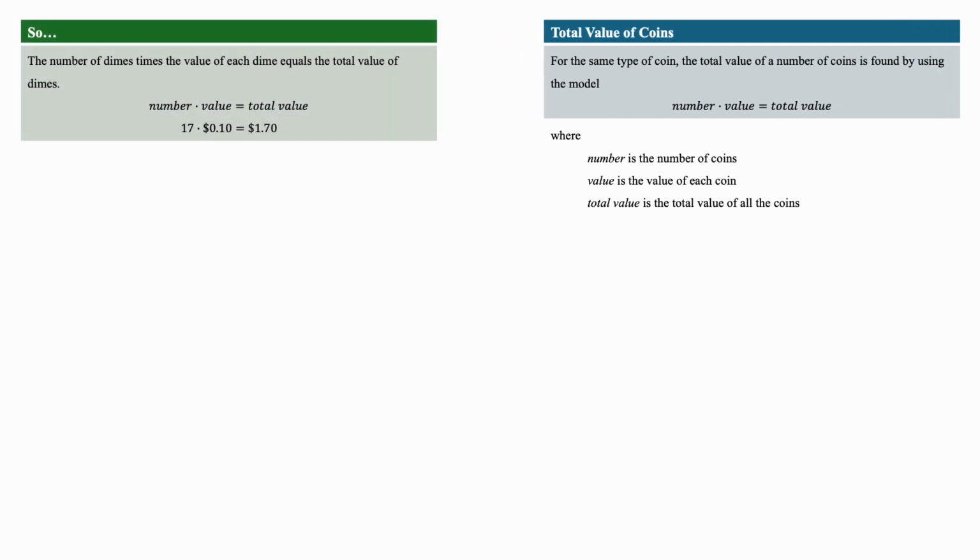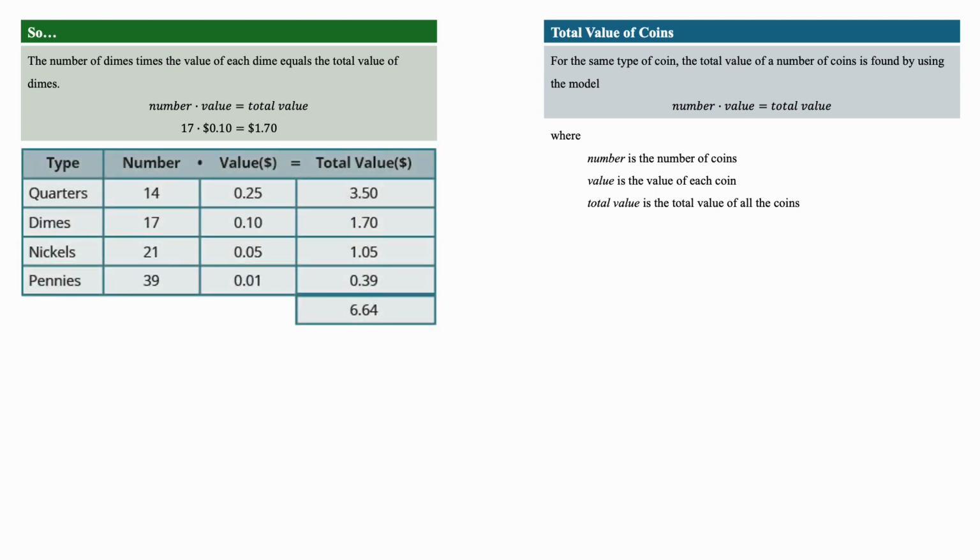Let's look at this. The number of dimes times the value of each dime equals the total value of dimes. So the number times the value is the total value, where 17 times 10 cents is $1.70. And we can use this chart to take a look at that value. We will be using this chart throughout the duration of the video. So if you notice, I'm going to get my laser pointer here. We have the type in this column here. Then we have the number in this column. And then we have the value in this column. And then we have the total value in this column with the subtotal in this box right here.